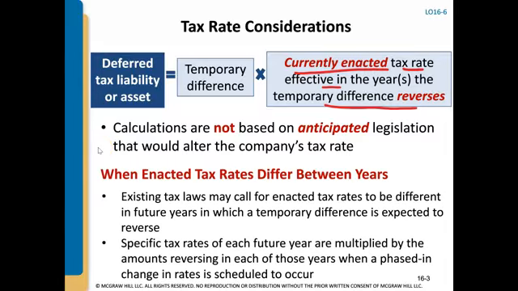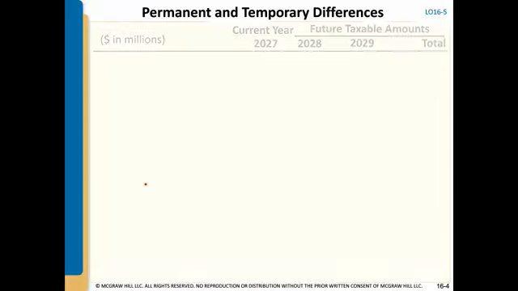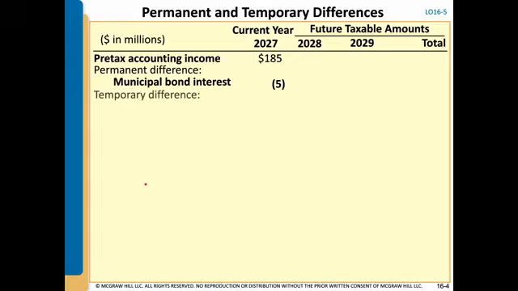Sometimes there's tax law that's passed. That's what it means by enacted, that the tax law has passed. It's not anticipated tax law. It actually has to go through the government and pass. And so sometimes a tax law changes the tax rates in the future. And when that happens, we have to record those deferred tax assets and liabilities at those new enacted tax rates. We're going to go through an example.